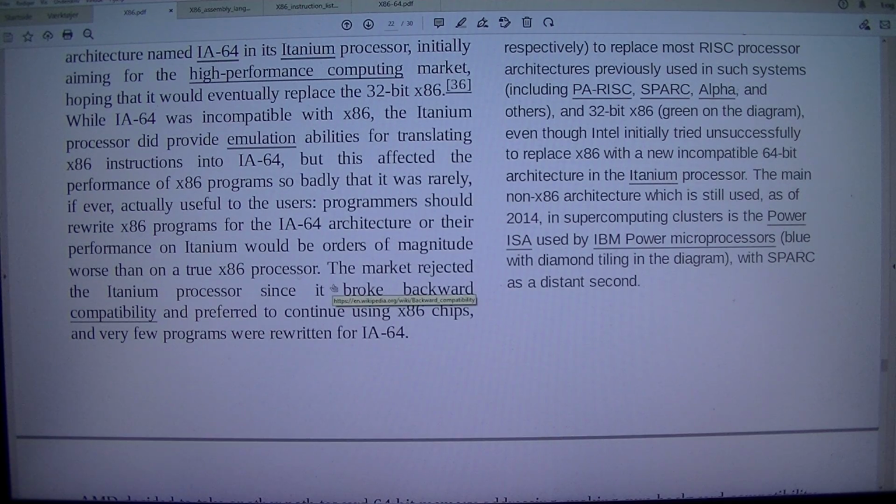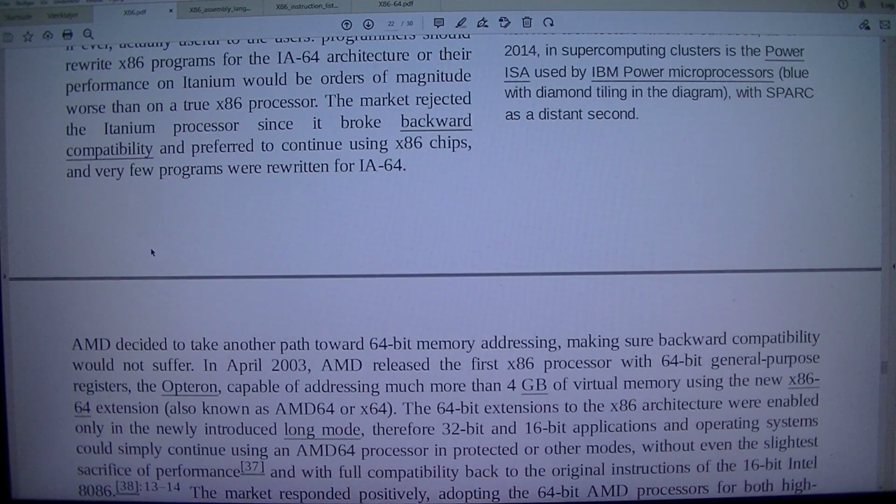The market rejected Itanium processors since it broke backward compatibility and preferred to continue using x86 chips, and very few programs were rewritten for IA-64.